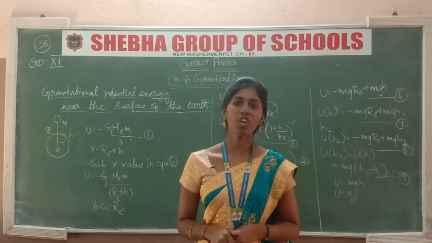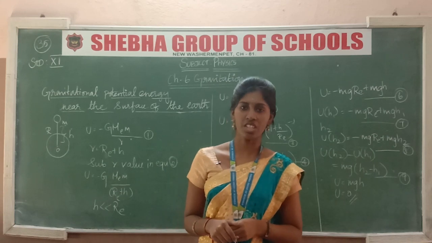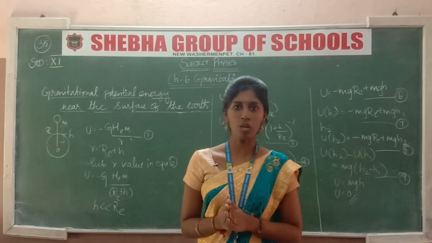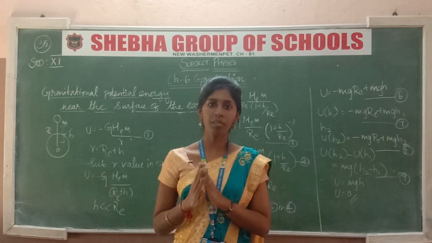Last class we learned about the gravitation field. Now I am going to teach you gravitational potential energy. Potential energy depends on the distance between two objects. Here the two objects we take are the sun and the earth.